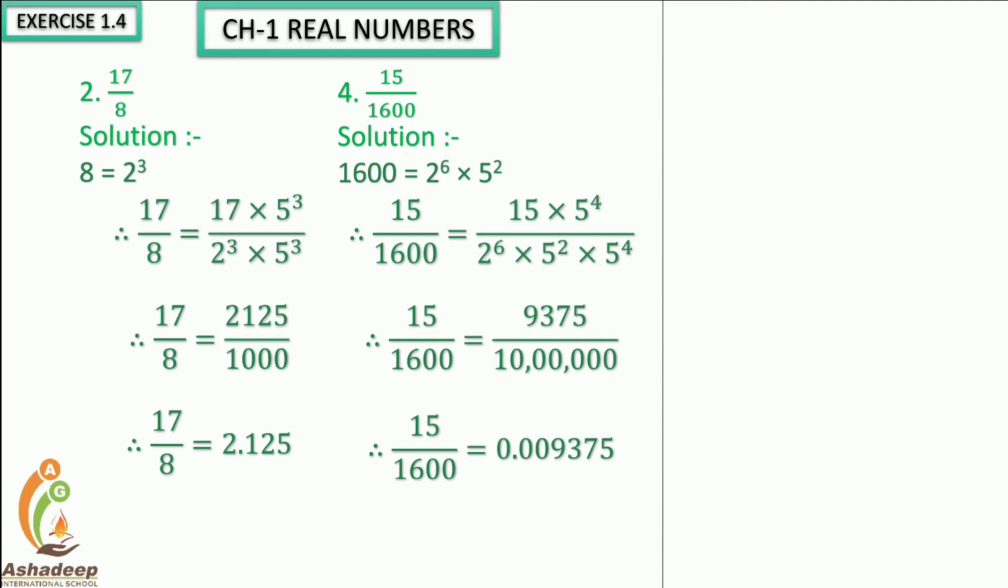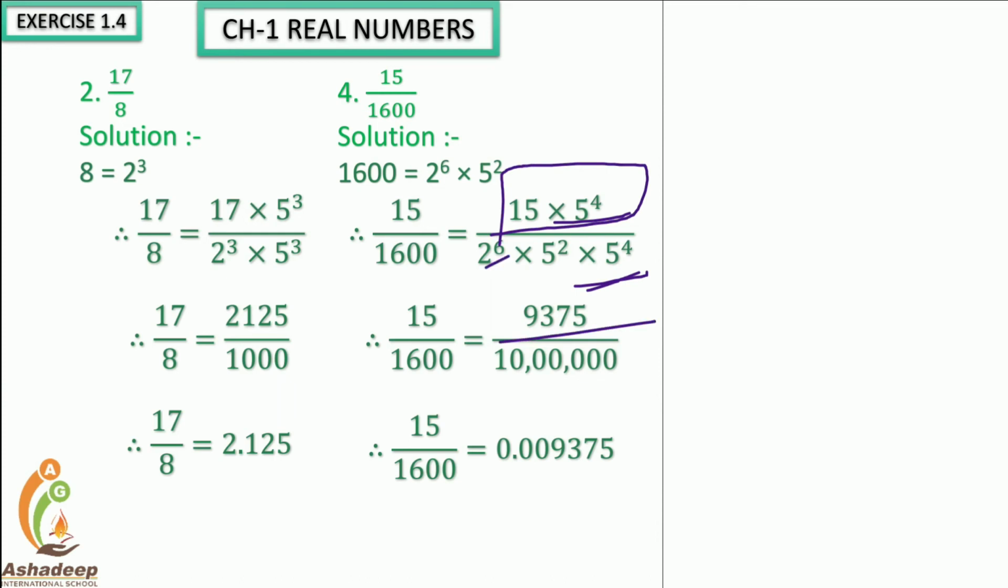Here in the denominator there is a 2 power 6 and 5 power 2. So here only 4 power is remaining, right? Because 2 times is already there. So you need to multiply 5 power 4 into the denominator and into the numerator. Now the answer of this multiplication is 9375.